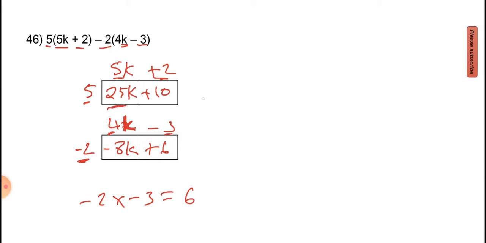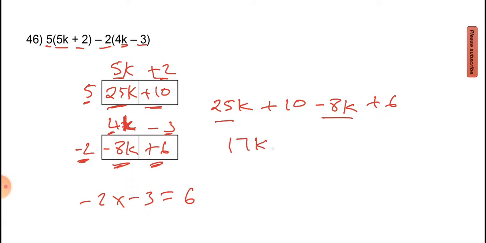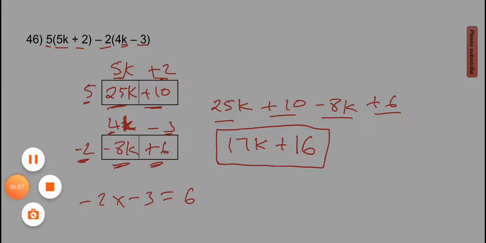So now we've got 25k here plus 10, and we've got minus 8k here plus 6. So first we have to do 25k minus 8k, which is 17k, and then plus 10 and plus 6, which is plus 16. So this will be your final answer. So 17k plus 16 is the final answer.